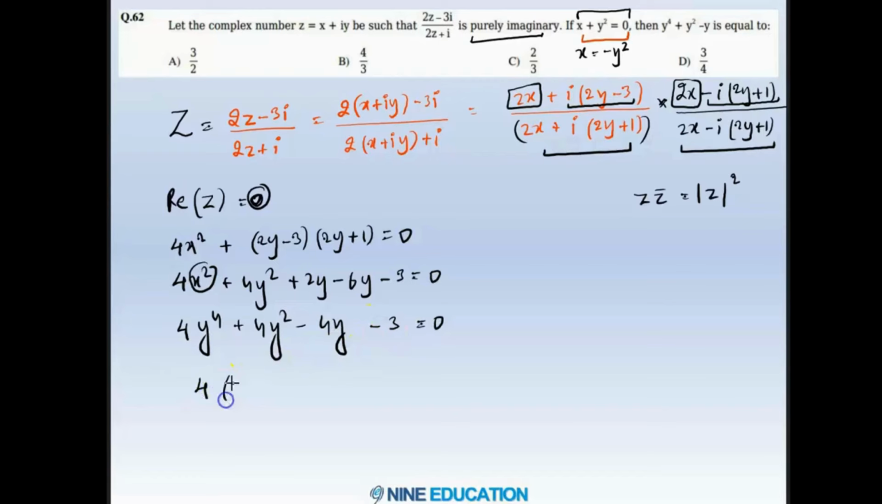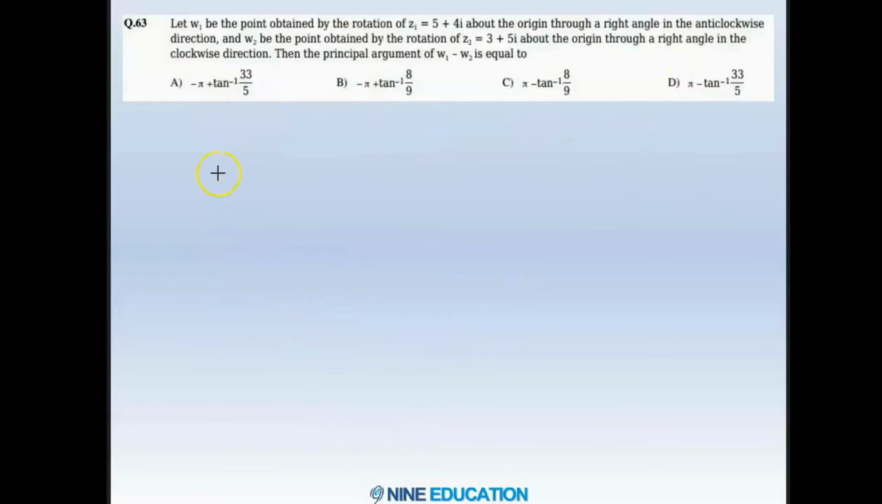So 4 can be taken common, it is y power 4 plus y square minus y is equal to 3 by 4. So our answer, which is y power 4 plus y square minus y, is going to be 3 by 4, which is option D.